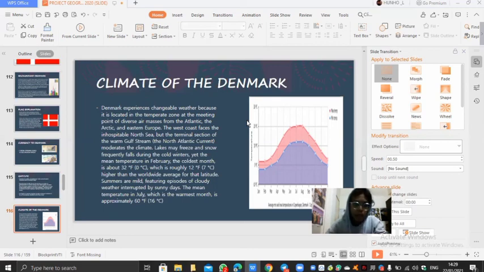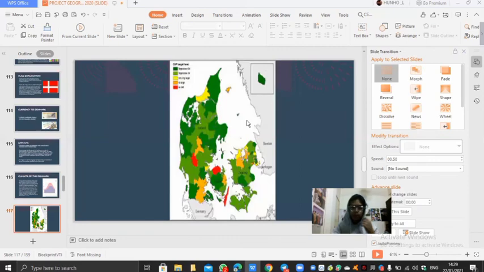moderates the climate. Lakes might freeze and snow frequently falls during the cold winter, yet the mean temperature in February, the coldest month, is about 32 degrees Fahrenheit, 0 degrees Celsius, which is higher than the worldwide average for the latitude. Summers are mild, with episodes of cloudy weather interrupted by sunny days. The mean temperature in July, the warmest month, is approximately 61 degrees Fahrenheit, 16 degrees Celsius. That's the climate.